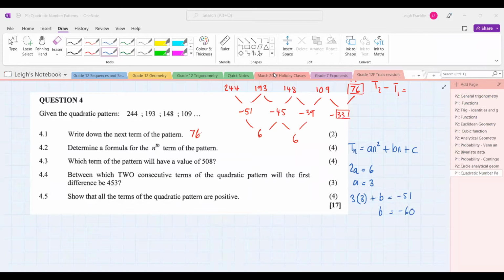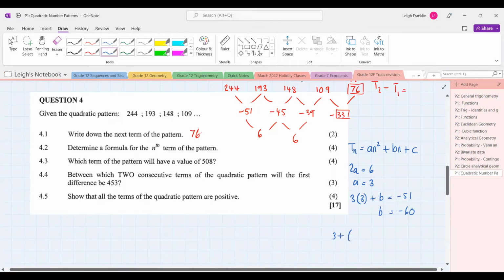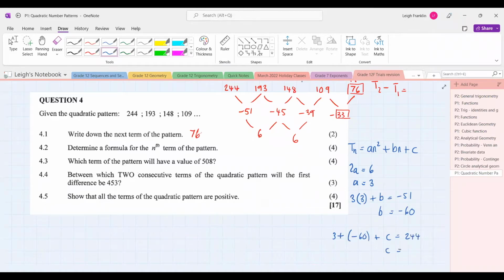There we go. Thanks, Amanda. Yes, Diana, quite right. So A, which is 3, plus B, which is negative 60, plus C, has to add up to the first term of the quadratic pattern. So in this case, it's going to be 244. So now we can solve for C by taking 244, taking away 3, and adding 60. What do you guys get as an answer for C?